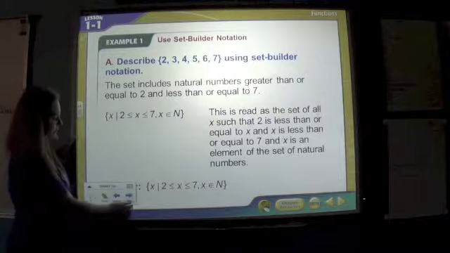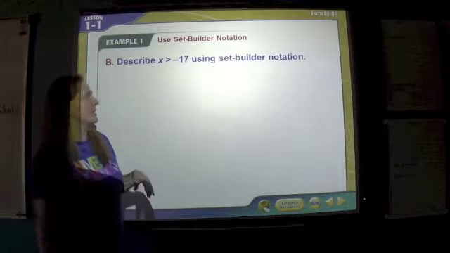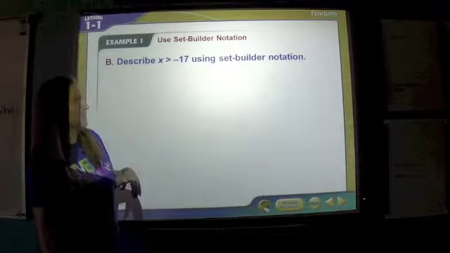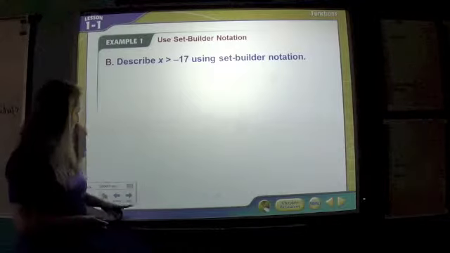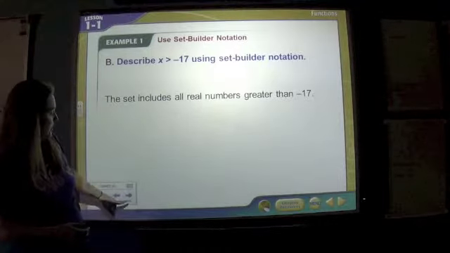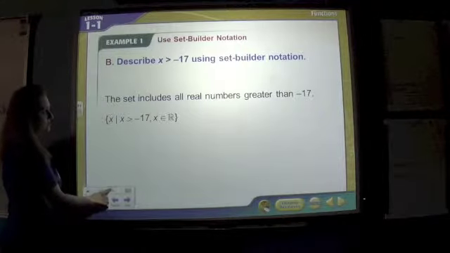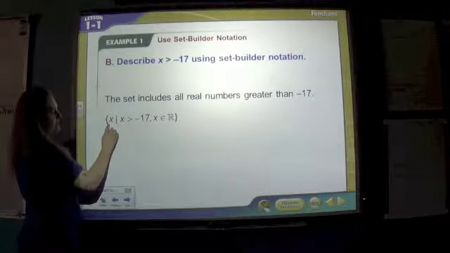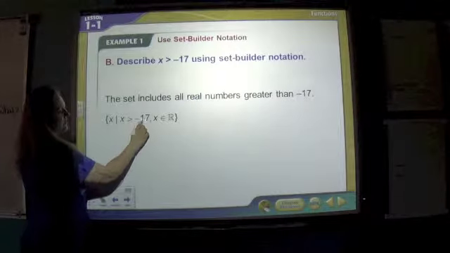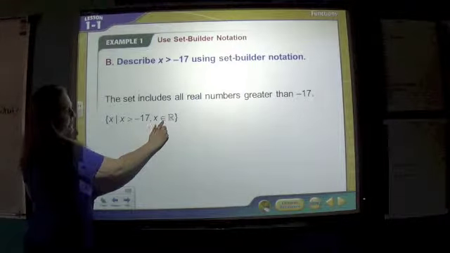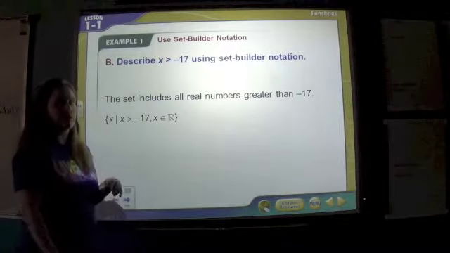Okay, we're going to do a couple more because it just looks weird for most people. All right, describe x is greater than negative 17 using set builder notation. Since it's just greater than negative 17, it's going to include all real numbers. So when we build it, your brace, x, the line, x is greater than negative 17, comma, x is an element of all real numbers, close brace. And that's all you have to do to write in set notation.